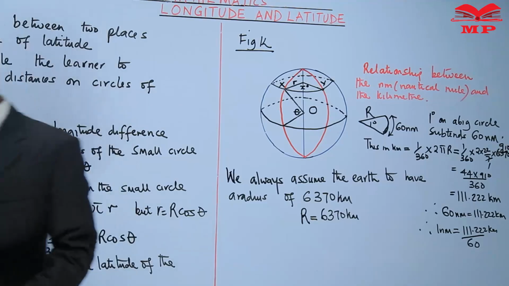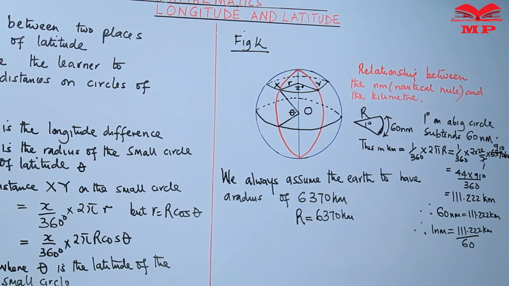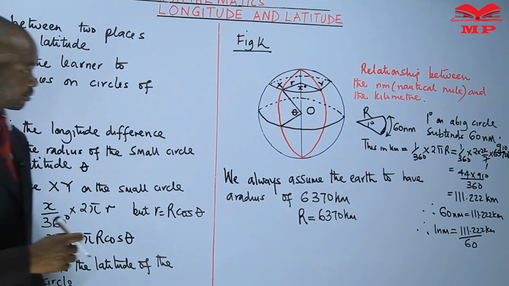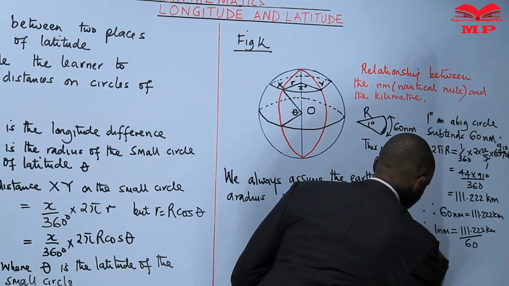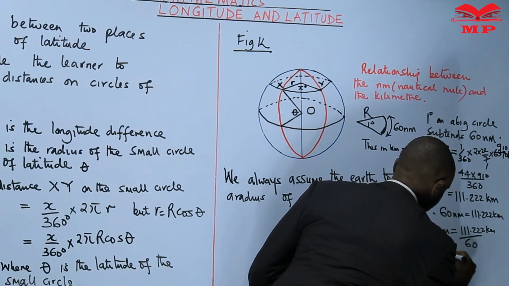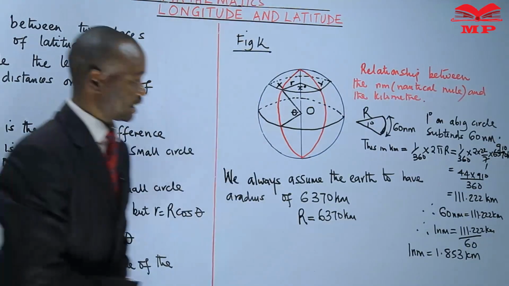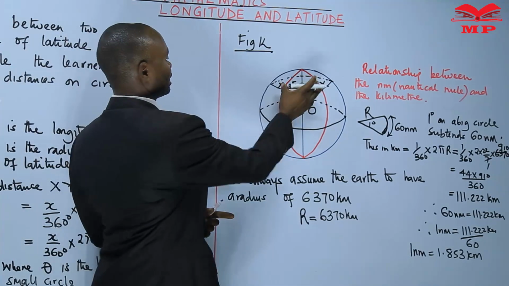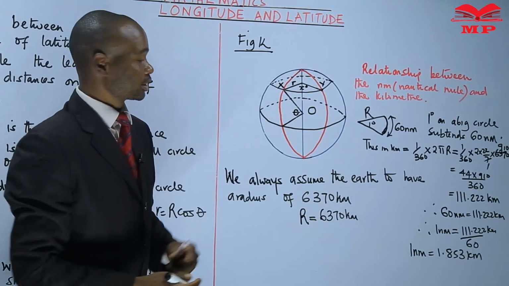Working that out, we get 1.853. So 1 nautical mile is equal to 1.853 kilometers. That's very important, learner, because I could ask you to calculate that distance in nautical miles, having given you the longitude difference.